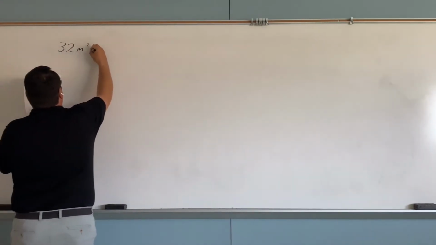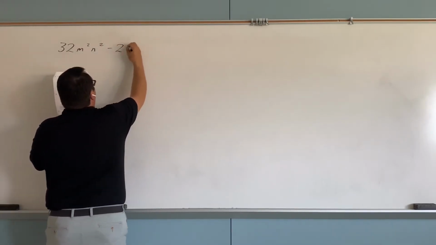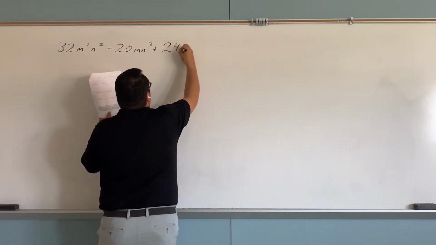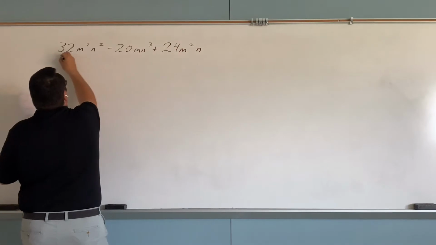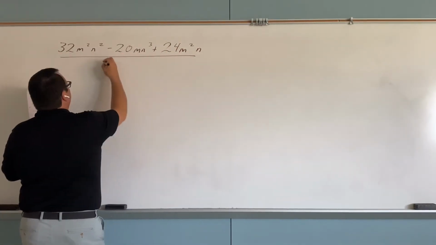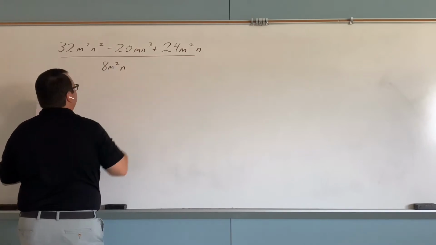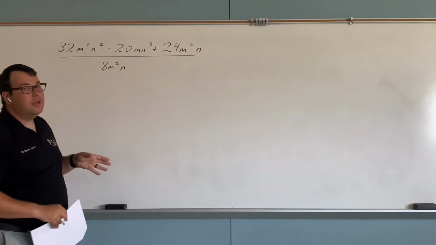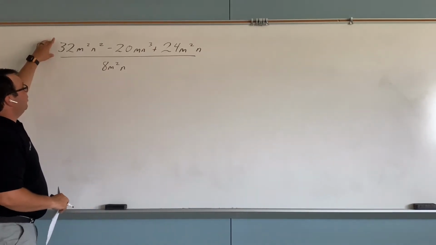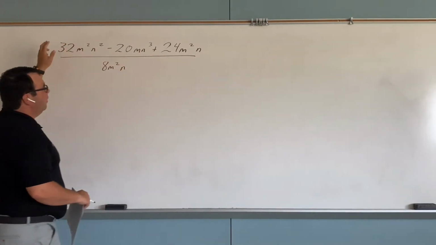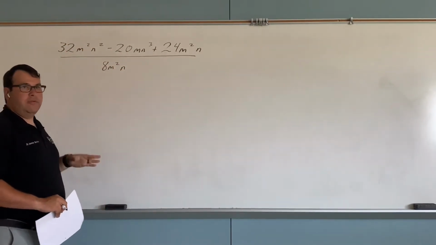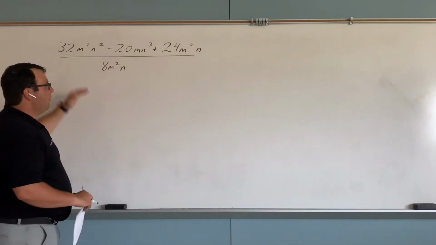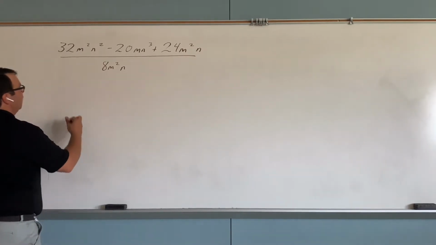My next example, I have 32m squared n squared minus 20mn cubed plus 24m squared n, and I am dividing by 8m squared n. Okay, so I have a lot going on here, it looks like, but what I'm actually dealing with is a trinomial, a three-term polynomial in the numerator, divided by a monomial, even though you see multiple variables. Now, we're going to split it up just like we did before. I'm going to work vertically for this problem, so it's a little easier to see.